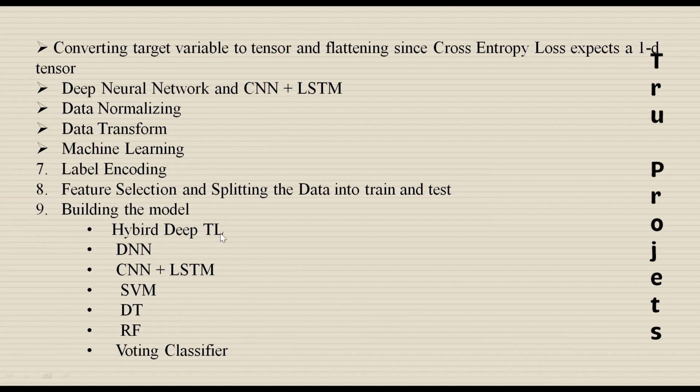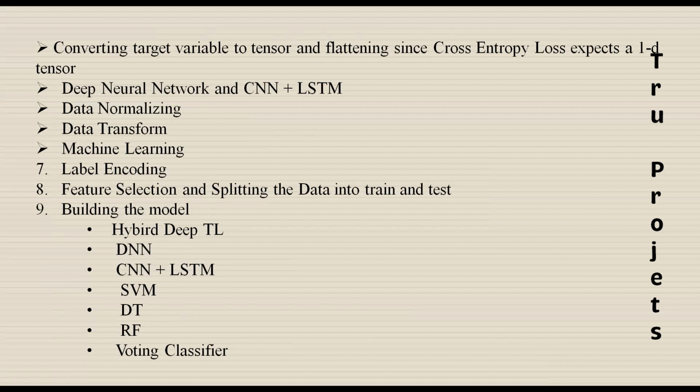Hybrid Deep TL. Hybrid deep transfer learning combines the power of deep learning with transfer learning techniques. Transfer learning involves using pre-trained models and fine-tuning them for a specific task, which can be particularly useful when working with limited data. DNN, Deep Neural Network. DNN is a neural network architecture with multiple hidden layers. It's suitable for complex tasks and can capture intricate patterns in data.